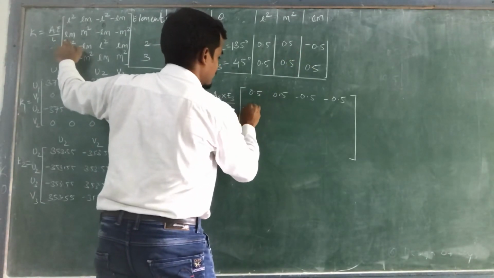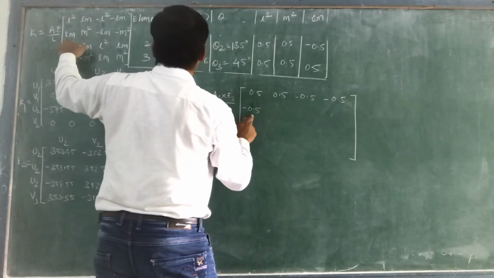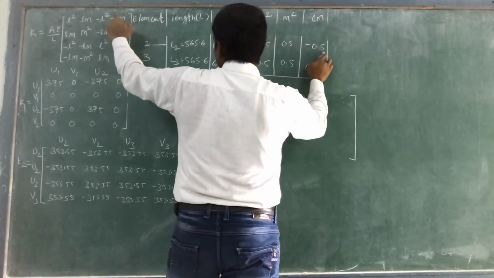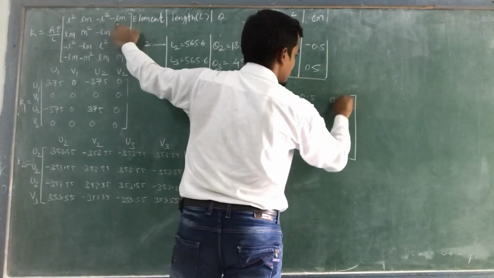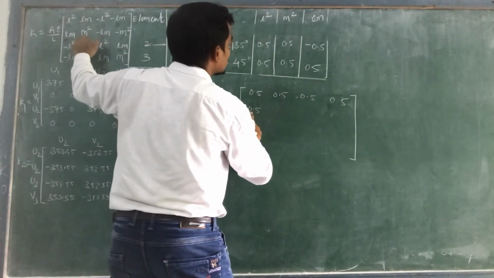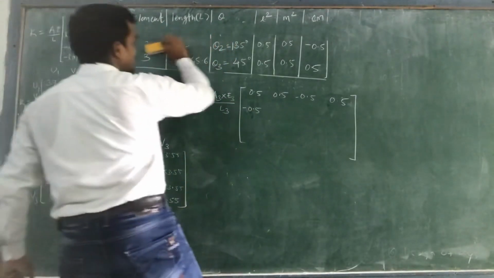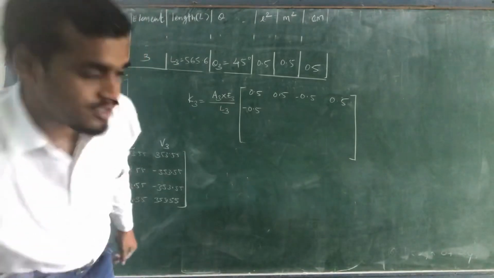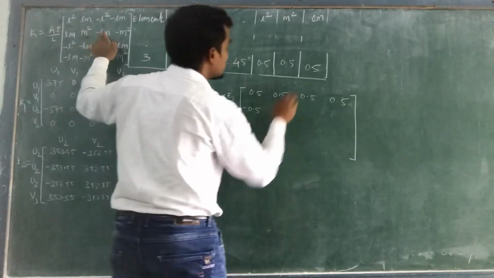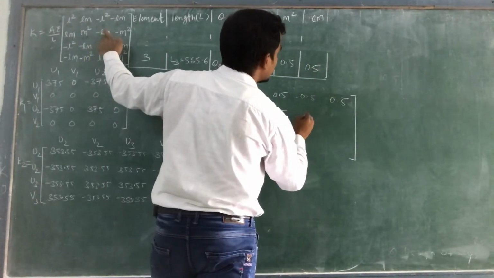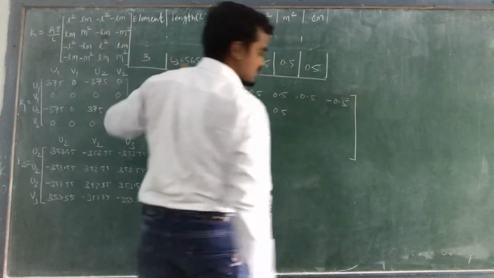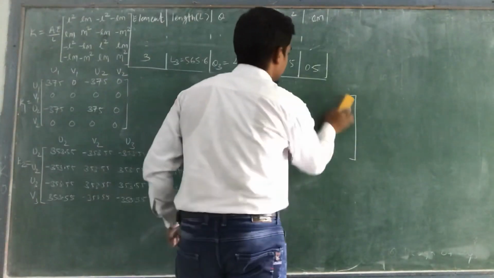Minus 0.5. Ln is what? Minus 0.5. Sorry, minus Ln. This is positive because Ln is equal to minus 0.5. Minus minus is plus, so 0.5 should be there. Then Ln is what? Minus 0.5. M square is what? 0.5. Then minus Ln. Sorry, actually we have taken this value. So minus 0.5. Okay, we will repeat this from the first step.